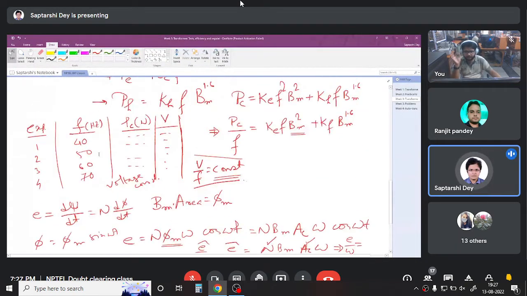So what are we doing? We have taken a transformer. We are varying the frequency and the voltage such that V by F is always constant. And we are tabulating the data. Now we had this equation.